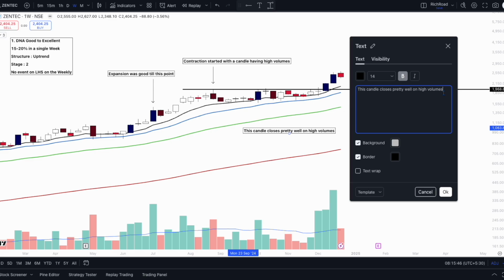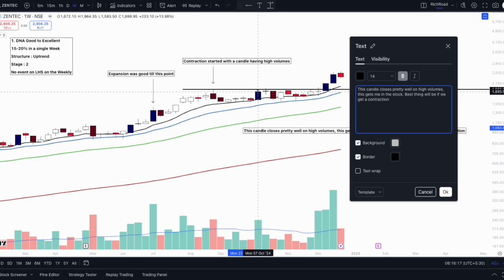Now this gets me interested in the stock, right? This gets me in the stock. No, not in the sense of buying the stock, but now I'm looking at the stock. At this point, the best thing will be if we get a contraction. Now you will ask, why will you not buy here? Why will you not buy here?